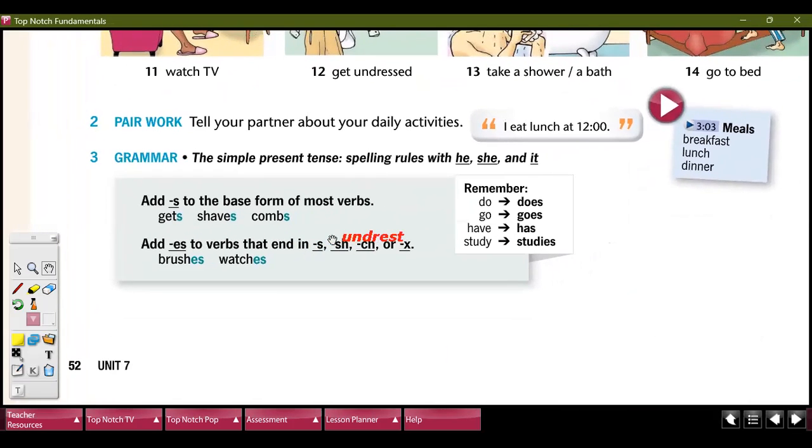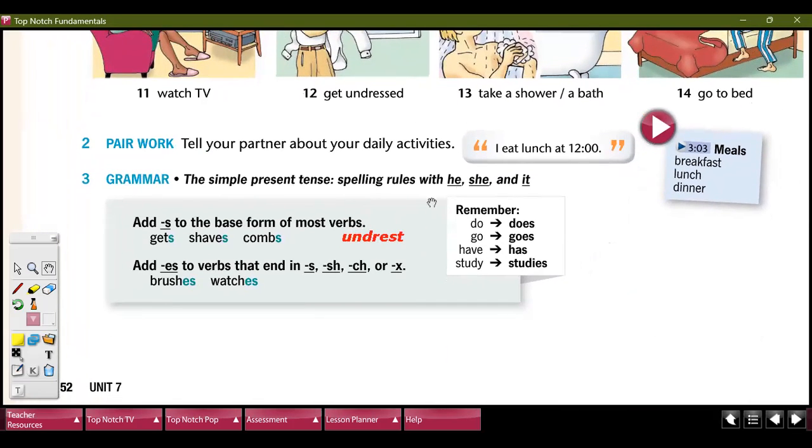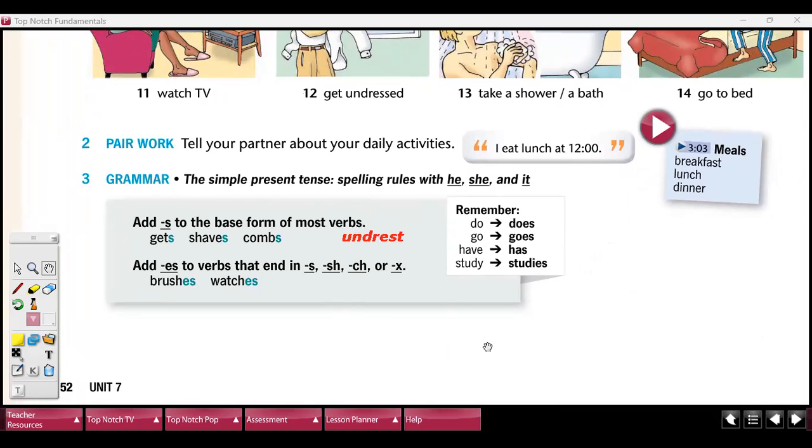Okay, so let's see. So we have something to check. Tenemos algo que checar acá y es algo que no checamos cuando veíamos las oraciones afirmativas. Es algo relacionado a la tercera persona del singular. So the simple present tense spelling rules with he, she, and it. Tenemos algunas reglas de escritura cuando utilizamos oraciones afirmativas con tercera persona, es decir, he, she, it.